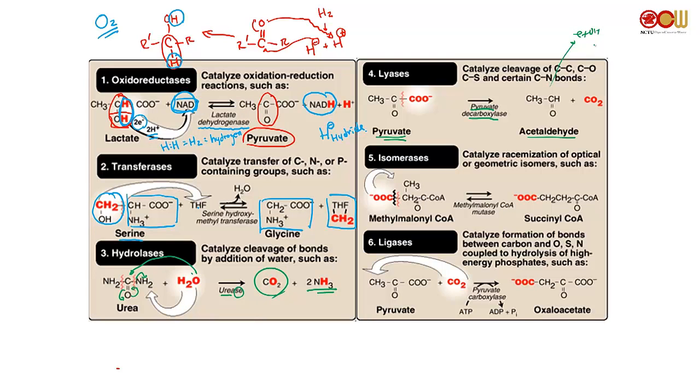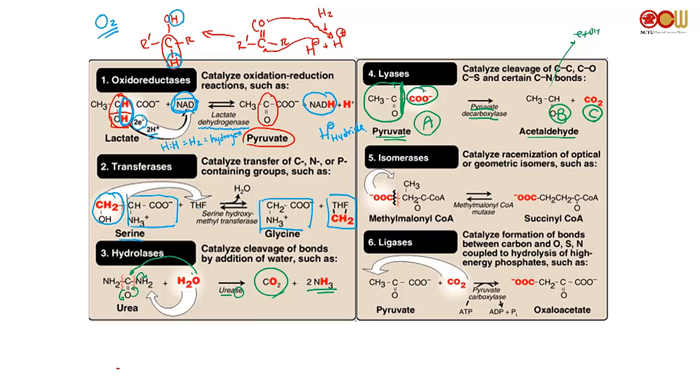Now, here pyruvate to acetaldehyde is a lyase. Why? Because you start with one substrate, you end up with B and C. Right? So you lysed pyruvate into acetaldehyde and CO2. That's a lyase. Isomerase, in this example, here is methylmalonyl-CoA becoming succinyl-CoA.